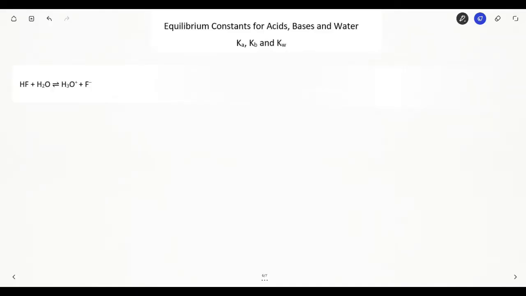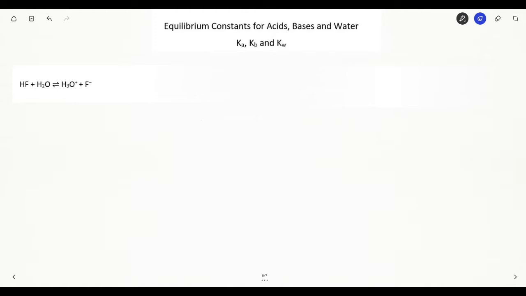In this video, we are going to define our equilibrium expressions for our weak acids and bases and also for water. Now we're not doing any calculations yet because we first have to know how to write these expressions before we can do calculations. So let's see what these equations are. Let's start with a concrete example.